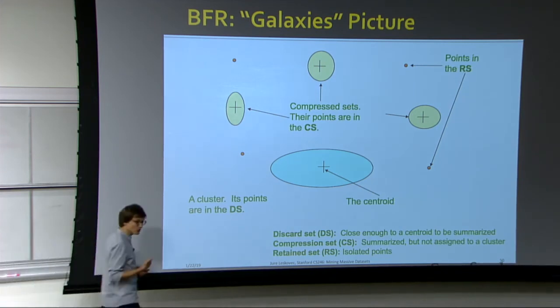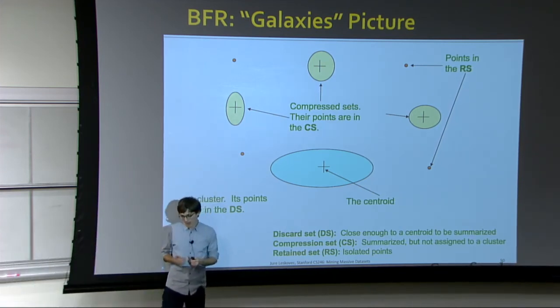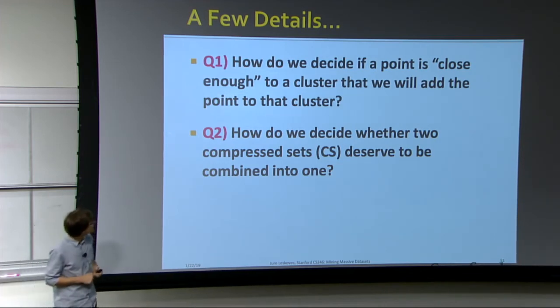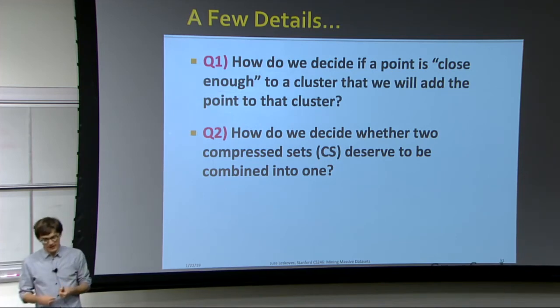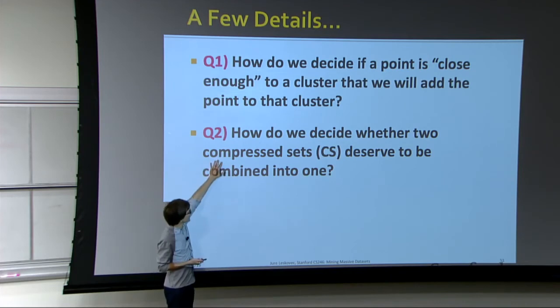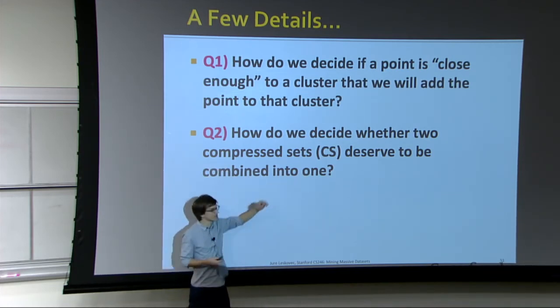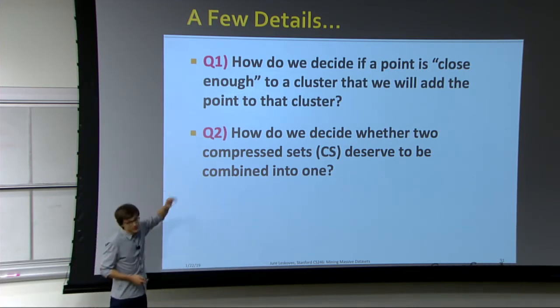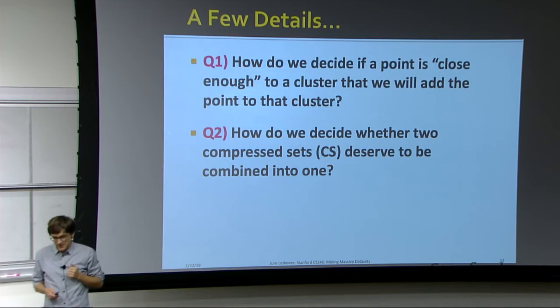There are two details I'd like to talk to you about that require a bit more explanation. The first question is, how do I decide if a point is close enough to the cluster to be added to the cluster? And the second thing is, how do I decide whether two compressed sets deserve to be merged into a bigger one, right? How do I do these things? How do I come up with these distance thresholds?